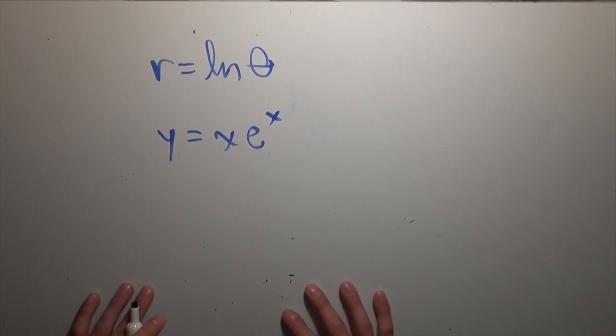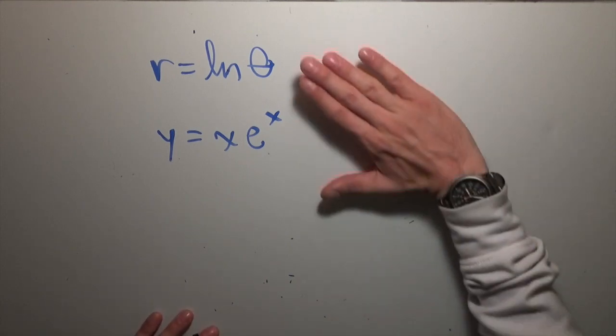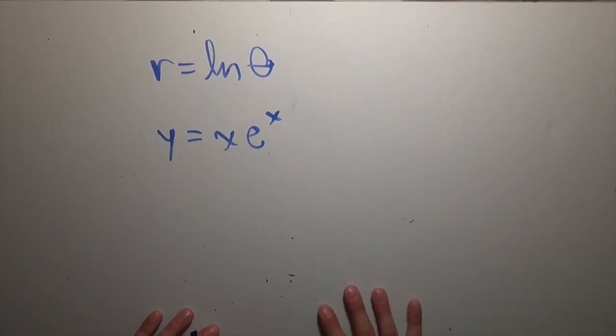And the only way we can really do this is to put both of them in terms of the same kind of coordinates. And it turns out, for me at least, the easiest way of doing this was to leave this one as is and convert the second one into polar coordinates.